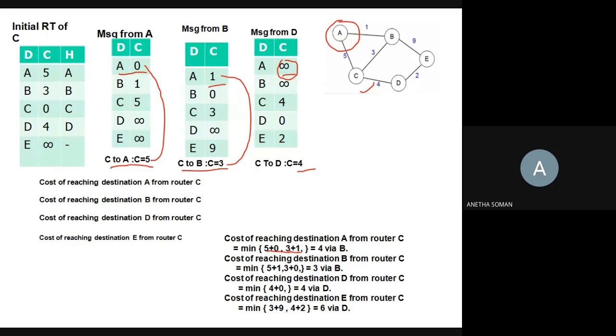So I have got it as minimum of 5 plus 0 and 3 plus 1. The meaning is, I can reach router A from C directly, and also through B I can reach router A. So that is what I have written, 5 plus 0 and 3 plus 1. Now 5 plus 0 is 5 and 3 plus 1 is equal to 4. Which is the minimum value out of these? The minimum value is 4, and that is how you are getting 4 via B. Okay, understanding? Understanding how you are getting it? Yes or no?